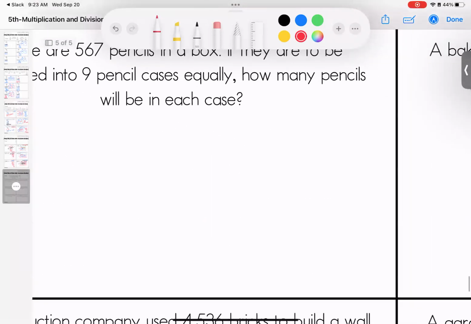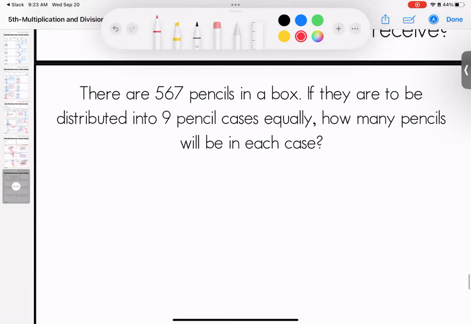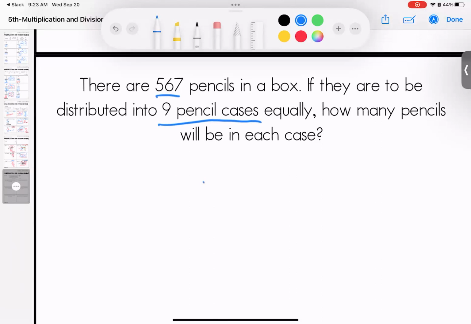Last page of the week, we are looking at division word problems. Remember, what are they asking me to do? What numbers are they giving me to use, then solve? Let's look. There are 567 pencils in a box. If they are to be distributed or shared in 9 pencil cases equally, how many pencils will be in each case? So we have to take 567 pencils and divide them in 9 pencil cases.